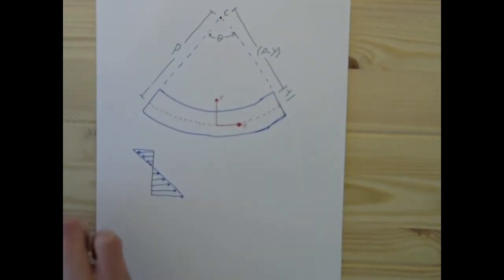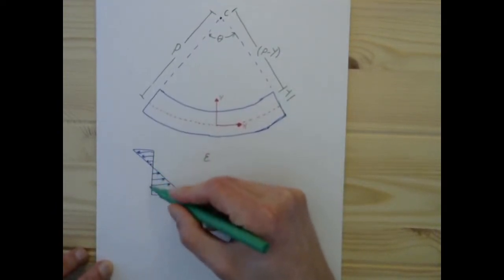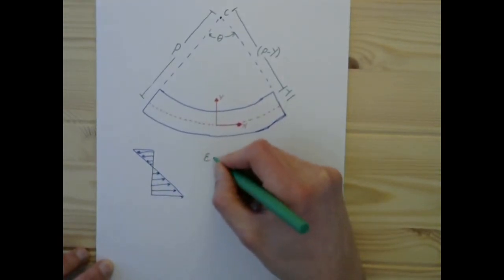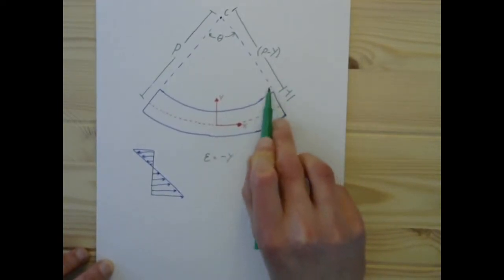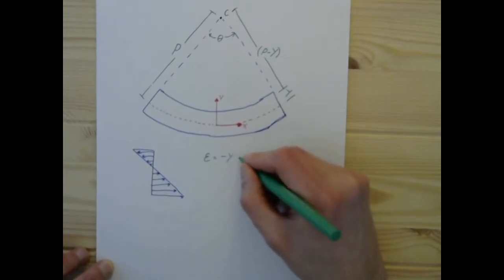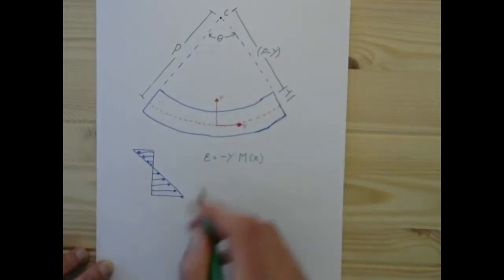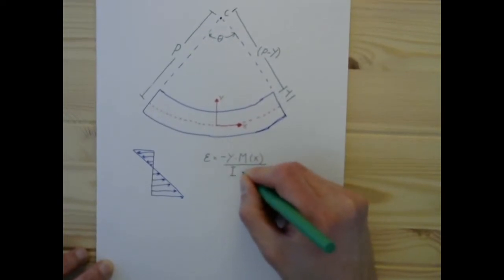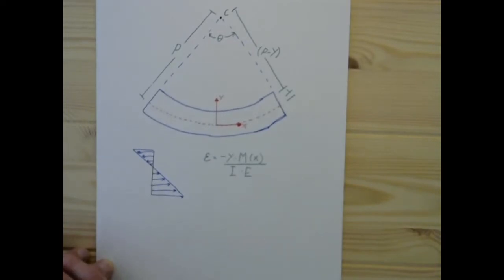And we're going to have the strain at any given point as we move up or down away from the neutral axis. The strain is going to be equal to negative y, that's the distance from the neutral axis, times the moment, which is probably a function of x. Let's just keep that as a function of x, divided by the second moment of inertia and the Young's modulus, which we can pretty safely assume are not going to be functions of x most of the time.